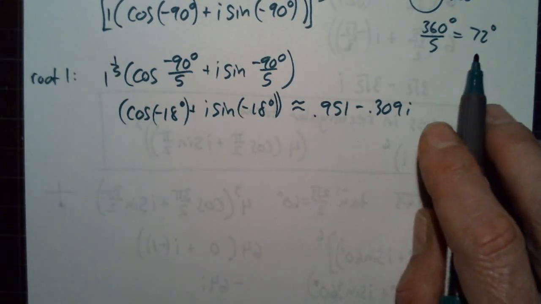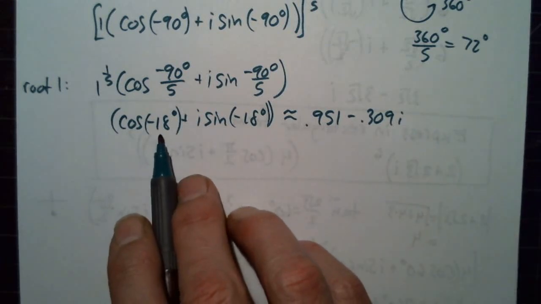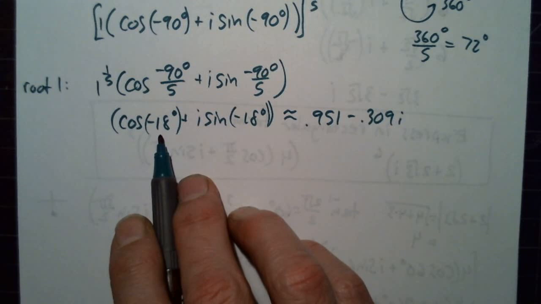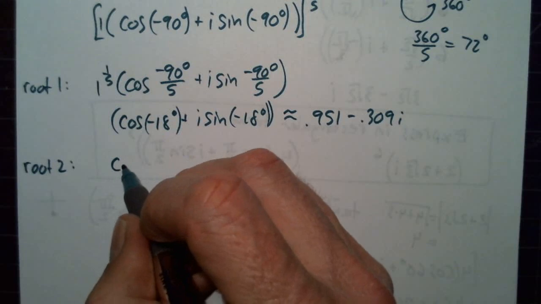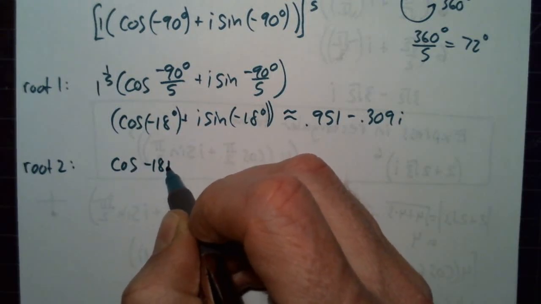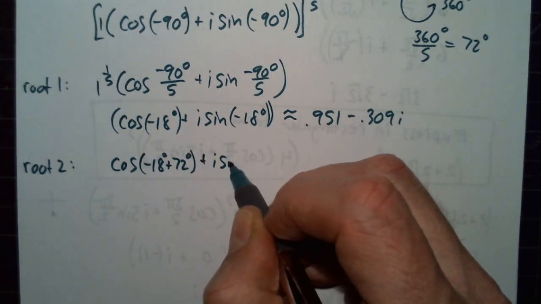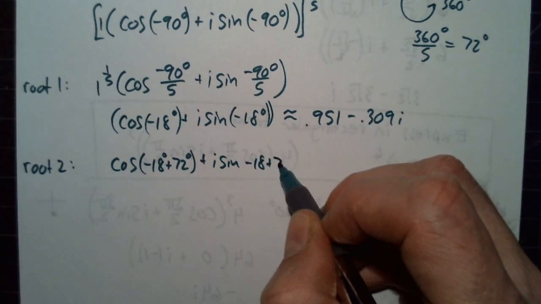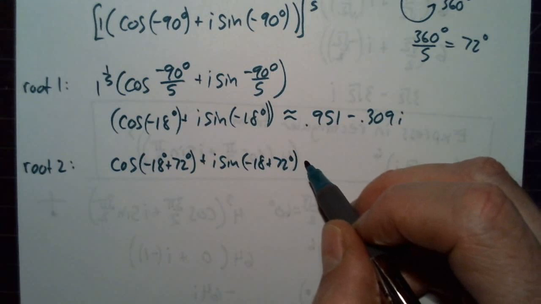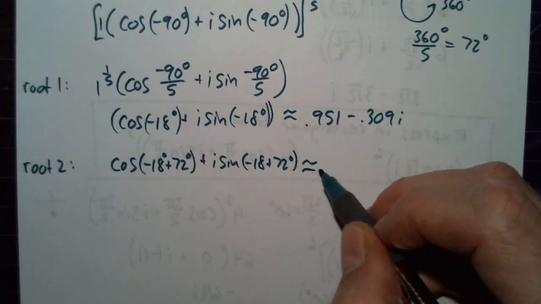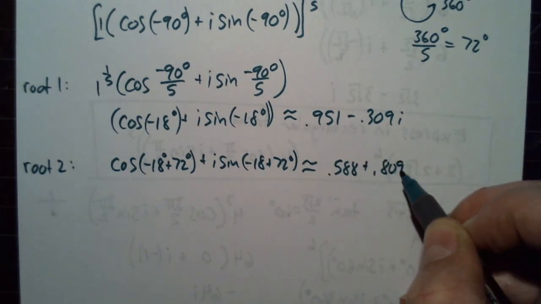Then, since we know that the complex numbers are spaced by 72 degrees, we're just going to add 72 to this, and if we did that in the calculator, we have 0.588 plus 0.809i.